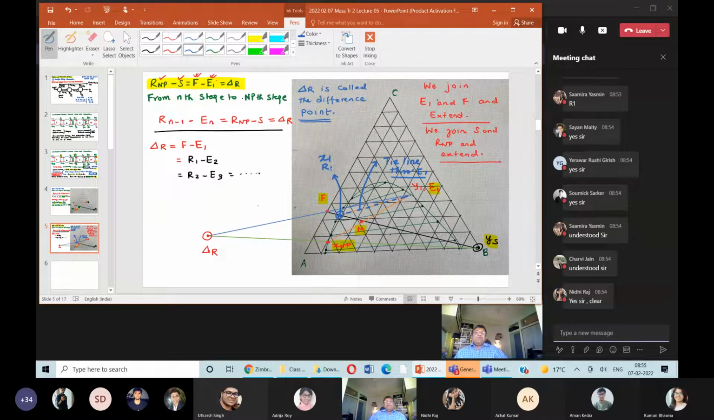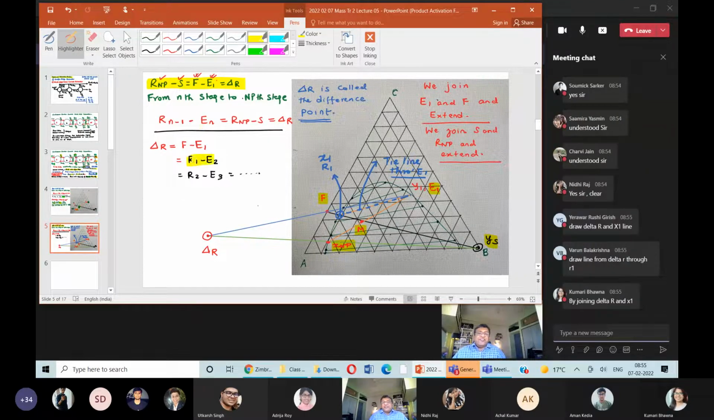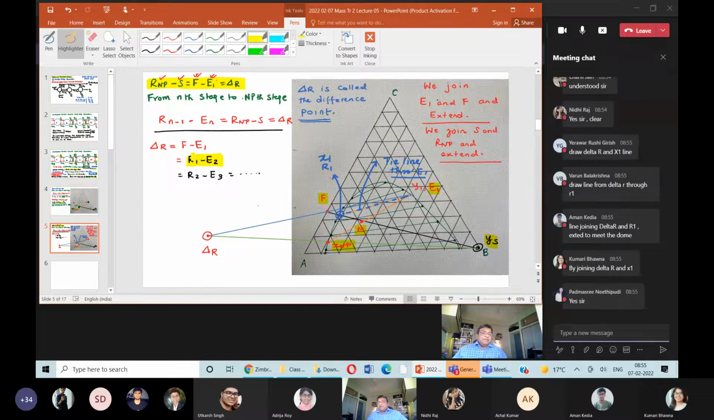And the clue lies right here. Draw a line from delta R through R1. Very good, both of you. The clue lies right here: delta R1, delta R and x1. Very, very good. Here lies the clue.